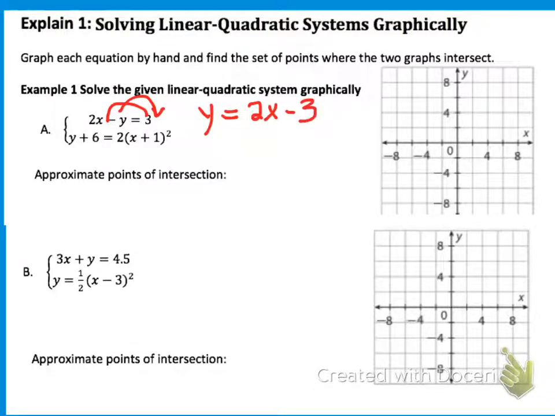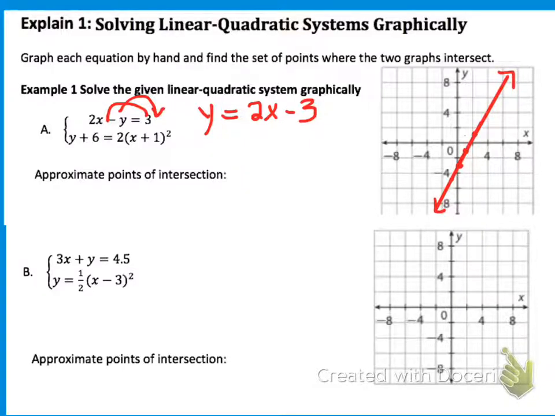So I'm going to plot that point at -3. These are scaled by 2, so be careful. -3, and then the slope is 2, so I'm going to rise 2, and I'm going to run 1. And I'll have a line that looks pretty much like this.